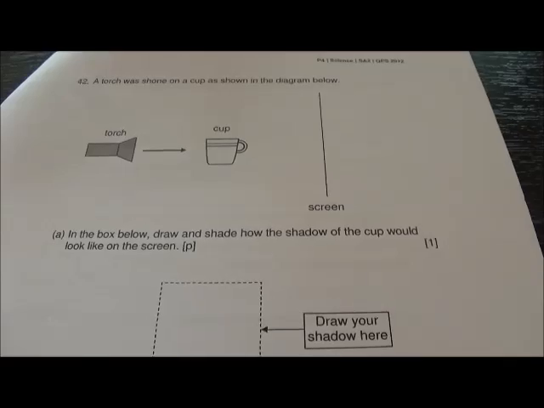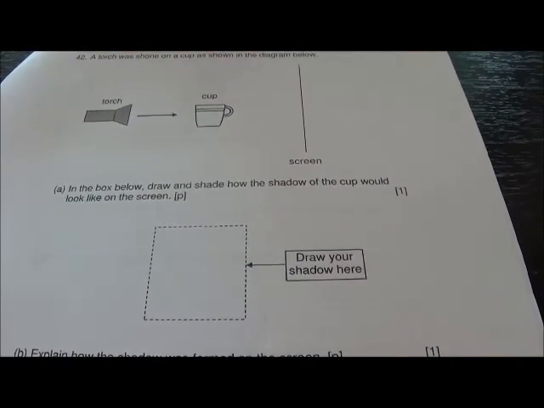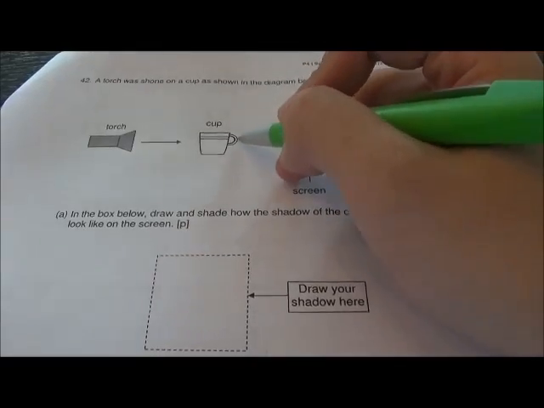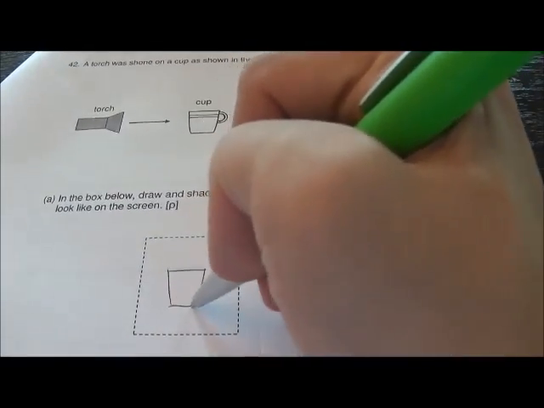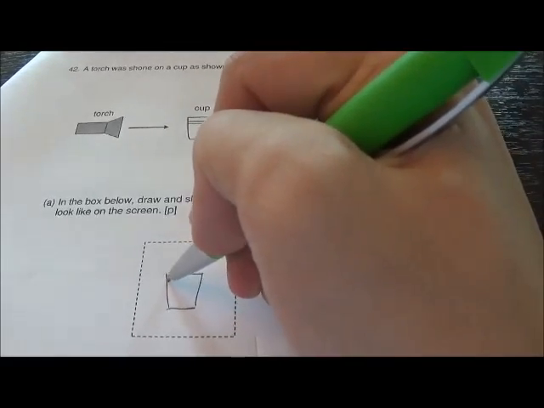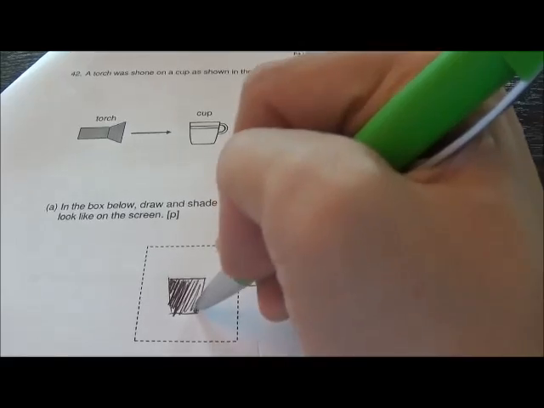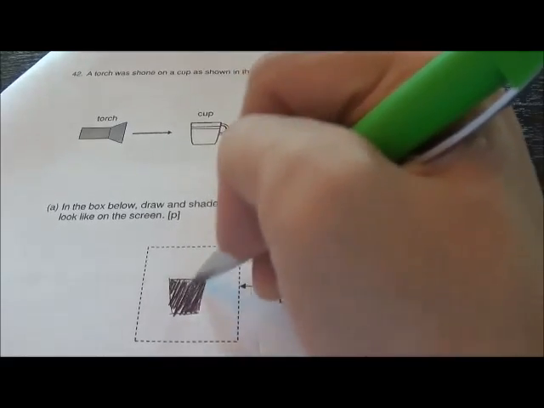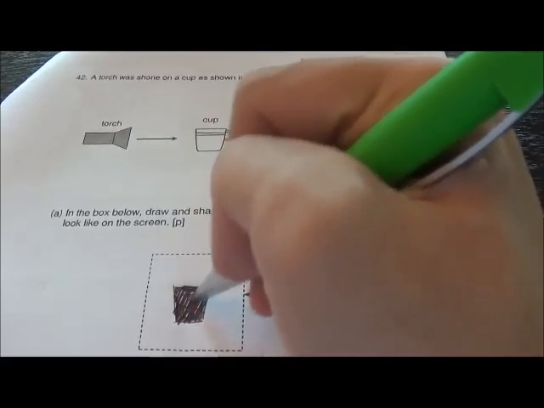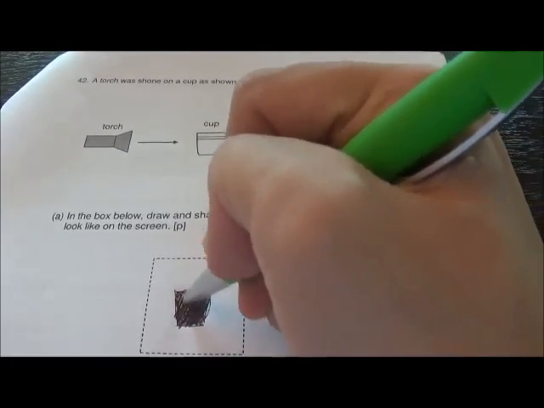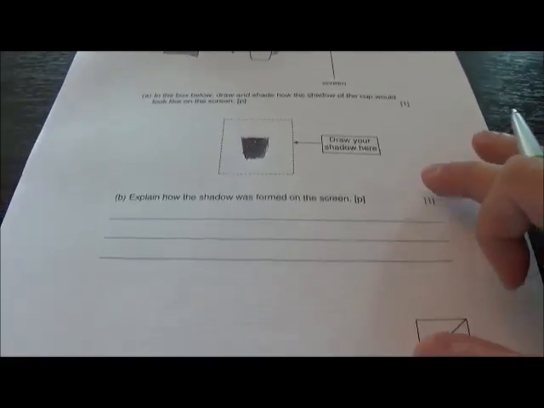Okay, question 42. A torch was shone on the cup in the diagram shown. In the box, draw the shadow of it. So this handle is actually behind, so you don't have to draw the handle. All you need to do is to draw something like this. And please remember, you got to shade it totally dark, and try not to leave any white gaps. This should be around like this. This is the shadow.